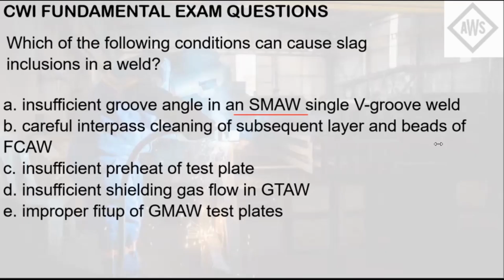Insufficient preheat of test plate is not relevant here because it affects the brittleness of the material. Insufficient shielding gas flow in GTAW: GTAW does not produce slag. It's tungsten inclusion, not slag inclusion. Same with letter E. It doesn't produce slag there, or just minimal production of slag. So the answer here is letter A, sorry. So this should be letter A.